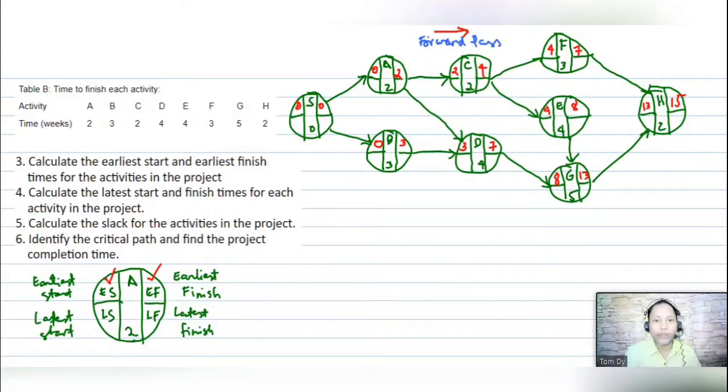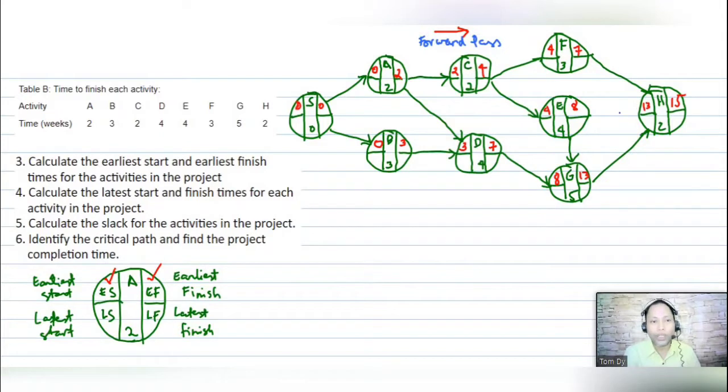Okay, our direction is going this way. Forward pass: in the forward pass, we add each activity's duration to its time. If there are two arrows connecting to your activity, then we have to select the highest value. For example, this one, 8 and then 7, we select 8.